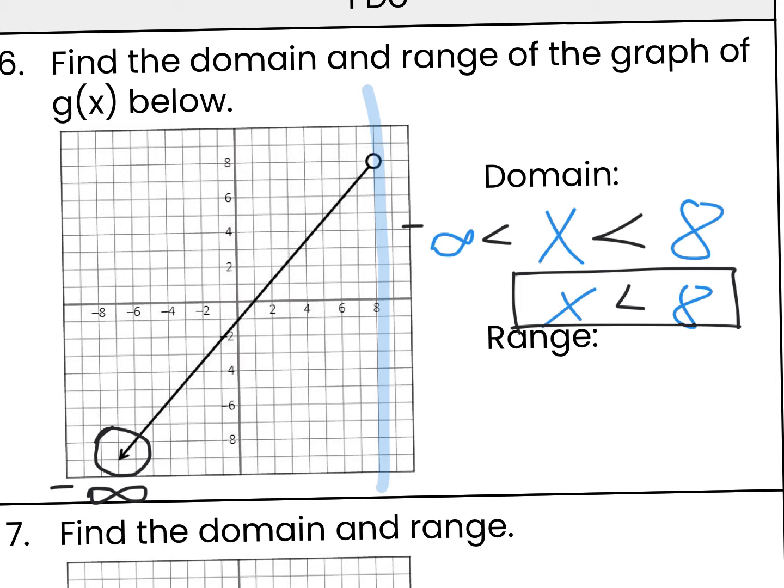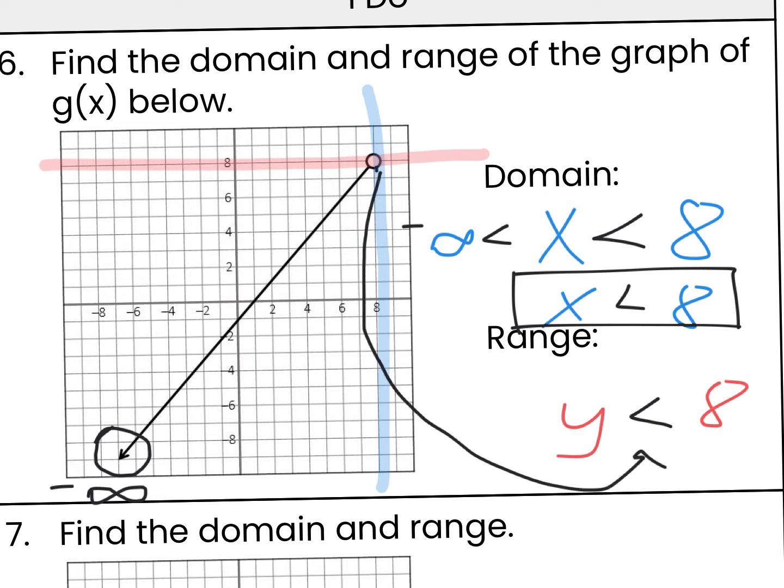For the range, I draw a horizontal line to the top point, and notice that I highlight 8. So this will read y is less than 8. Again, because of the hole, that's the reason why I use the inequality sign here. Again, it's all values less than 8. So from here all the way down, because of this arrow, it's everything less than 8 forever.